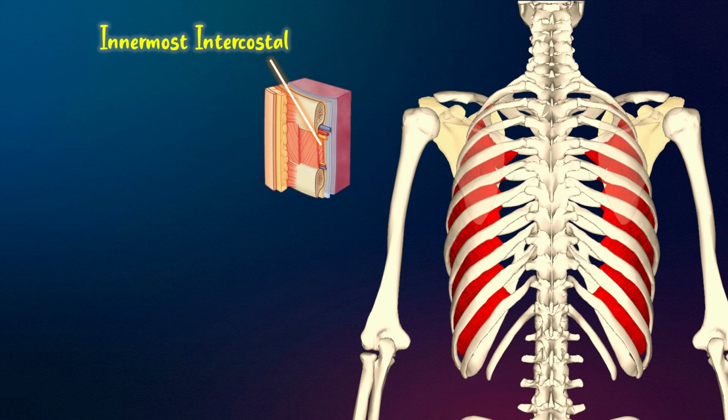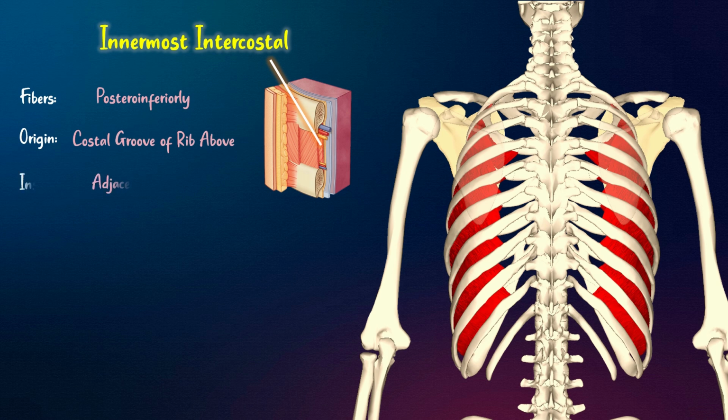Now, lastly, we have the innermost intercostals. That are the deepest of the 3 muscles. Well, their fibers course in a similar direction as the internal intercostal muscles. That means they run posteroinferiorly. They are poorly developed in the upper thoracic levels, but become progressively more pronounced in the lower levels. These muscles originate from the medial edge of costal groove of rib above and insert into the internal aspect of superior margin of rib below.